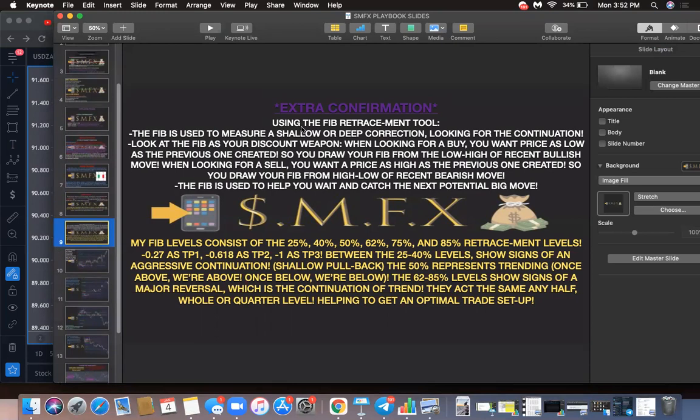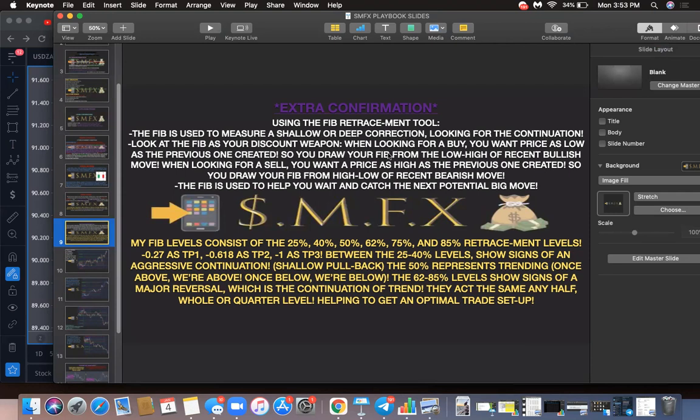So using the Fib Retracement tool, the Fibonacci. The Fib is used to measure a shallow or deep correction, a retracement. Retracement and correction are the same thing. So it's used to measure a shallow or deep correction, looking for the continuation. Look at the fib as your discount weapon, your discount tool. When looking for a buy, you want price as low as the previous one created.